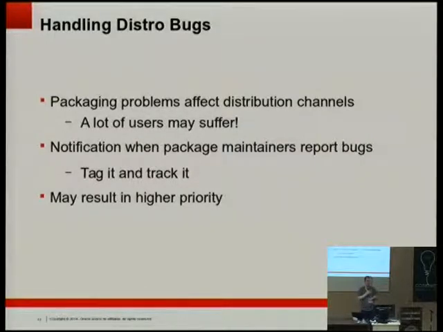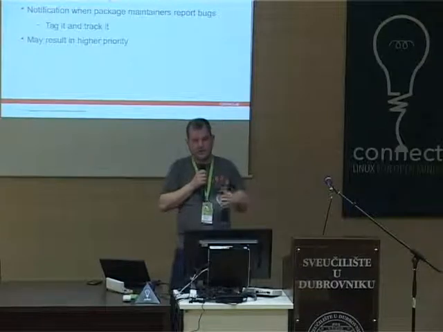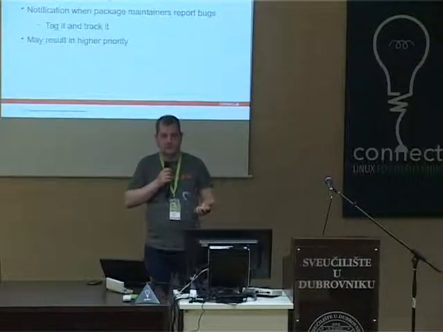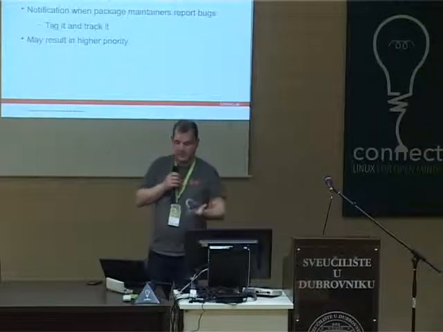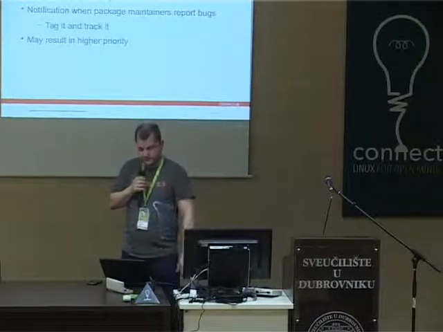We have special tracking web pages for these bugs. They show up on the dashboard for the team leads. We track security bugs, release critical bugs, showstoppers and stuff on a separate page, and the distro bugs show up there as well. So it's very visible that we have a packaging problem. And it may result in higher priority. Not always. Some bugs are kind of, yeah, it would be nice to fix this, but it's not critical. And then it's not that highly prioritized, but if it's critical, it will be prioritized.